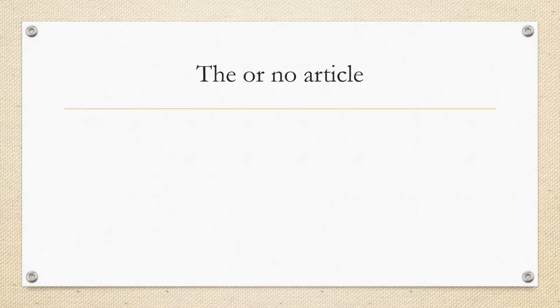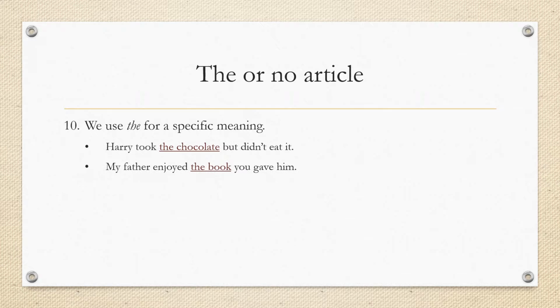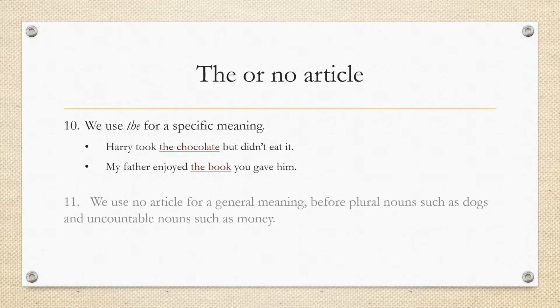The or no article. We use the for a specific meaning. Harry took the chocolate but did not eat it. We are not talking about any chocolate. We are talking about the chocolate that Harry took but did not eat. My father enjoyed the book you gave him. We are not talking about any book; we are talking about a specific book that you gave him.